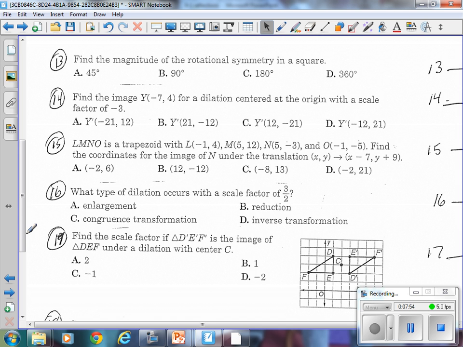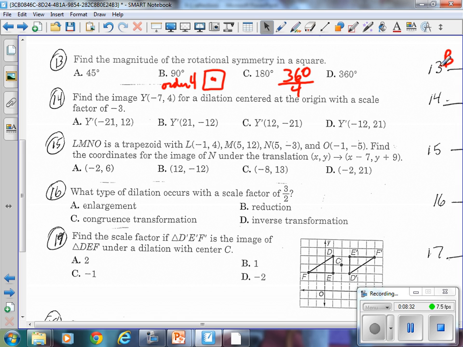Problem 13. Find the magnitude of the rotational symmetry in a square. We have a square. The order of rotational symmetry, remember you put a dot right in the middle. The order is just how many times it's going to look exactly the same as you rotate it around one whole circle, or 360 degrees. Well, a square is going to look the same 4 times, so the order is going to be 4. Then we take that whole turn, 360, divide it by 4, which gives us 90. So the answer is B.